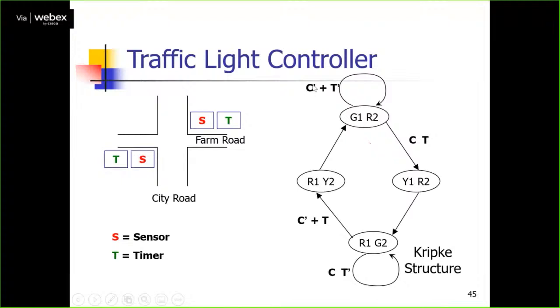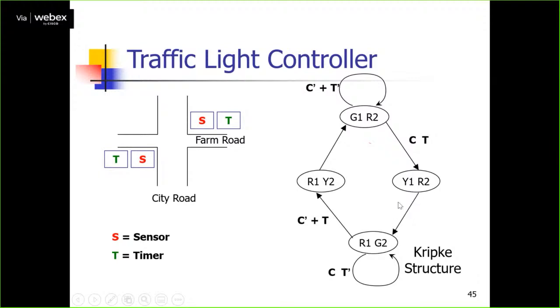I have two inputs, C and T. C defines the turn-on of the controller and T is the timer. If both are negative, I will stay in the original condition, that is G1 and R2. If both are true, then I will turn on G2 and yellow. I need to turn off the first path. This is the first path; 1 means first path, 2 means second path. So Y1 and R2.